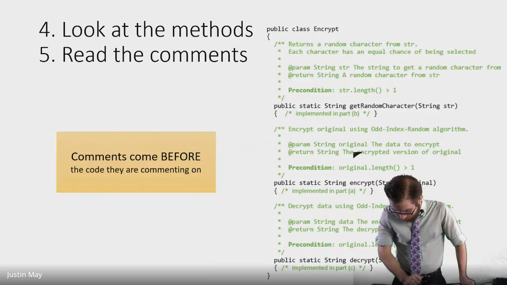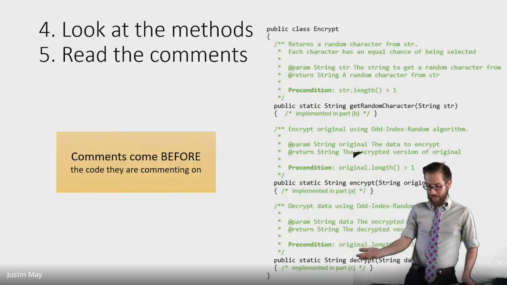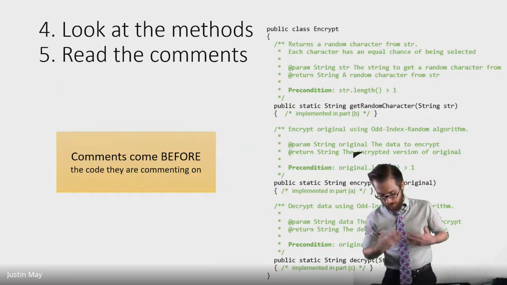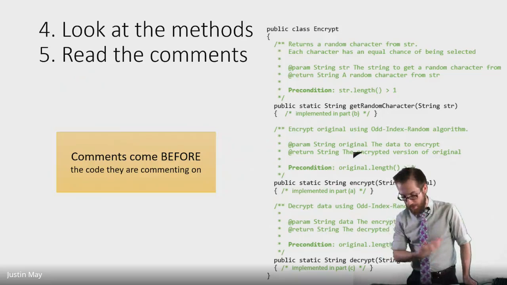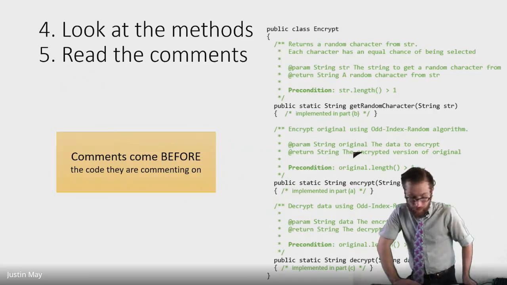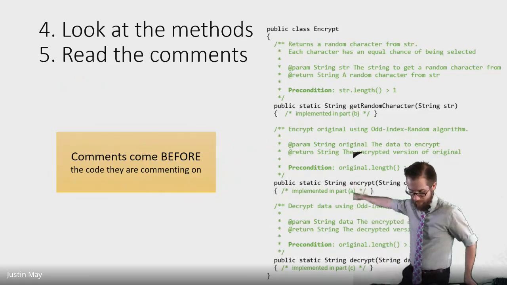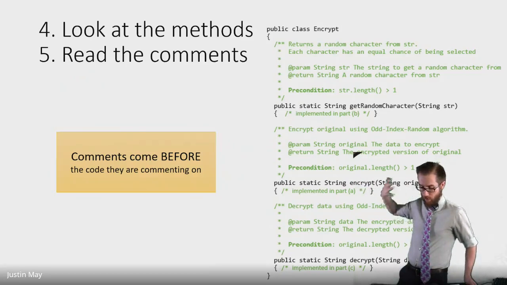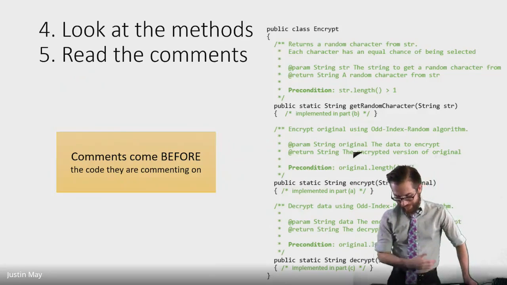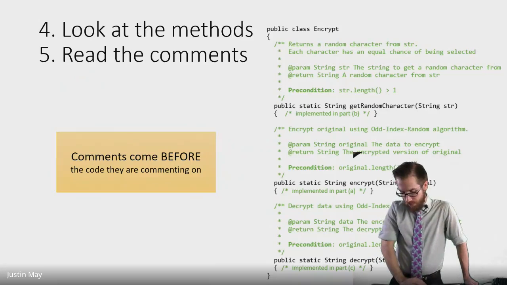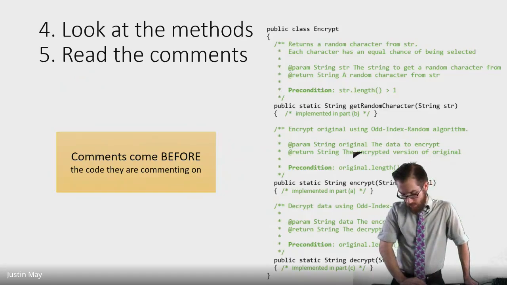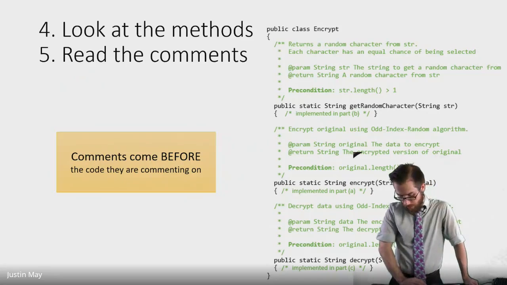It's the string to get a random character from. So you give this method a string, and it's going to pick a random character from that string. And it returns a string, and the string it returns is a random character from stir. So the param and the return comment kind of repeat what the method is supposed to do. And again, there's a precondition that the length of stir is going to be greater than 1, so there's at least 2 characters in this string.